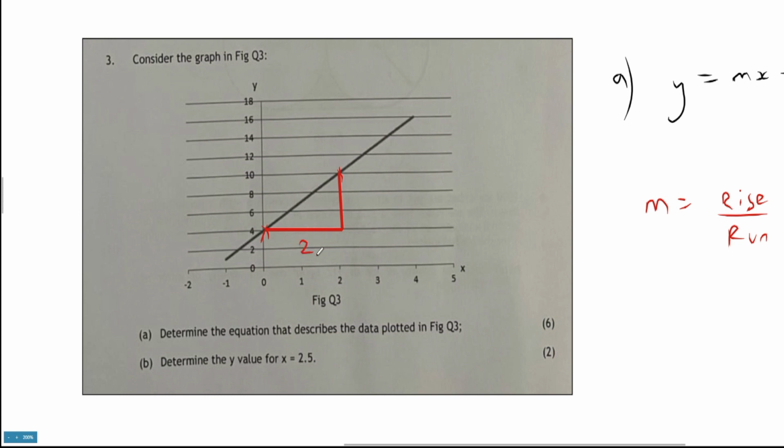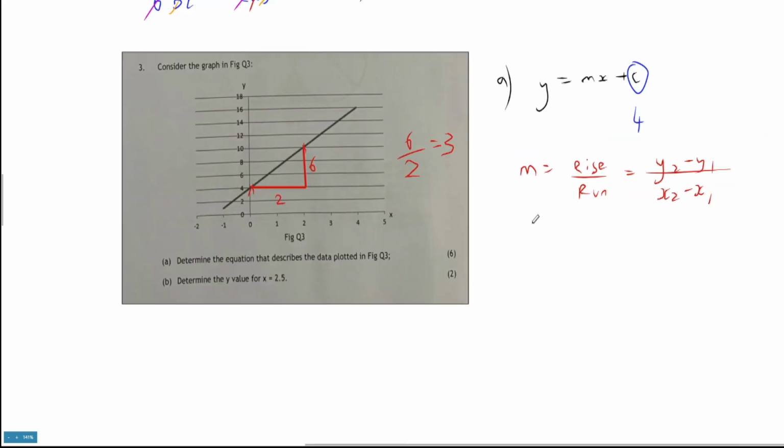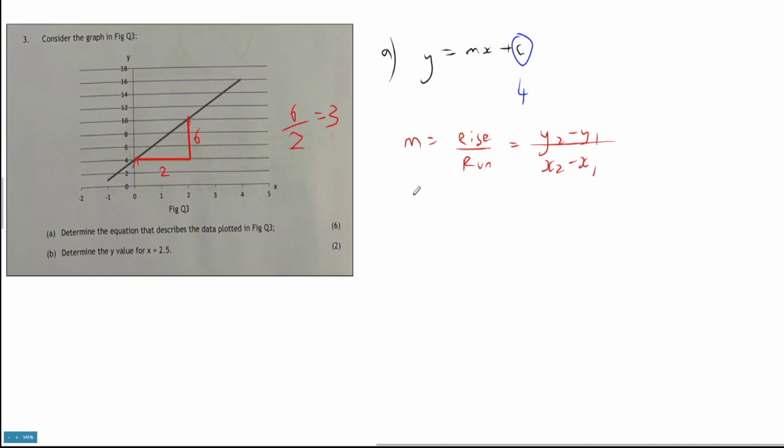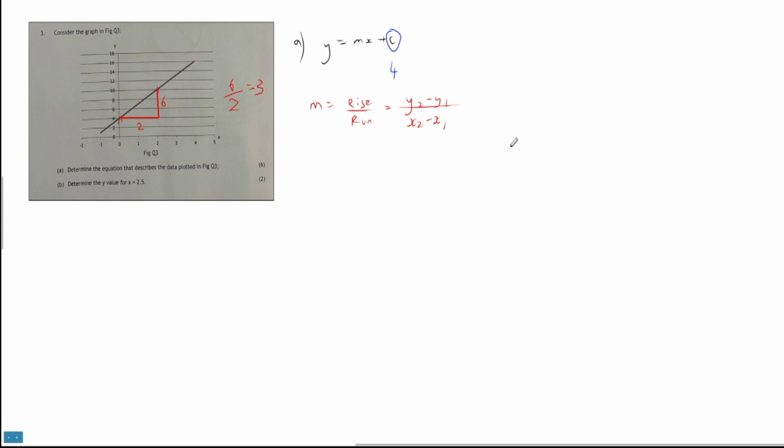We got a 2 on the run, and going from 4 up until 10, that's a 6 on the rise. So we've got 6 over 2 as our rise over run, which simplifies down to 3. So I guess we should write that down over here. Let's keep it all together and I'll make it fit. There we go. That looks better. So this is going to be our 6 over 2, which is equal to 3.